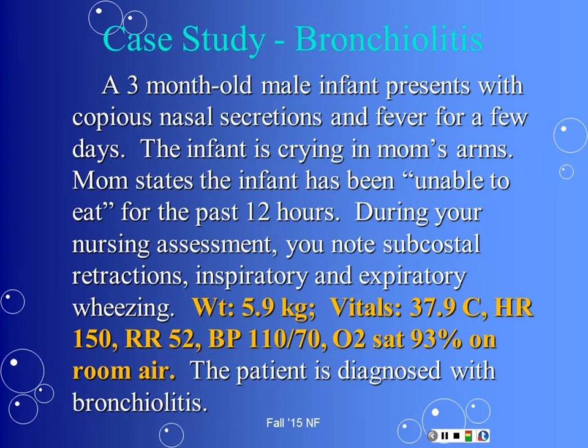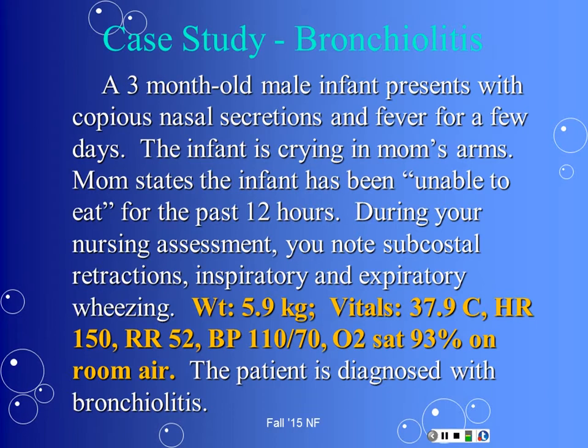During your nursing assessment, you note subcostal retractions, inspiratory and expiratory wheezing. So if we're hearing wheezing, what part of the airway are we talking about? Lower airways. Okay. Their weight is 5.9 kilos, which is about 13 pounds-ish. Vitals: temp 37.9, heart rate 150, respiratory rate of 52, blood pressure 110/70, O2 sats of 93% on room air. And they have diagnosed this patient with bronchiolitis.